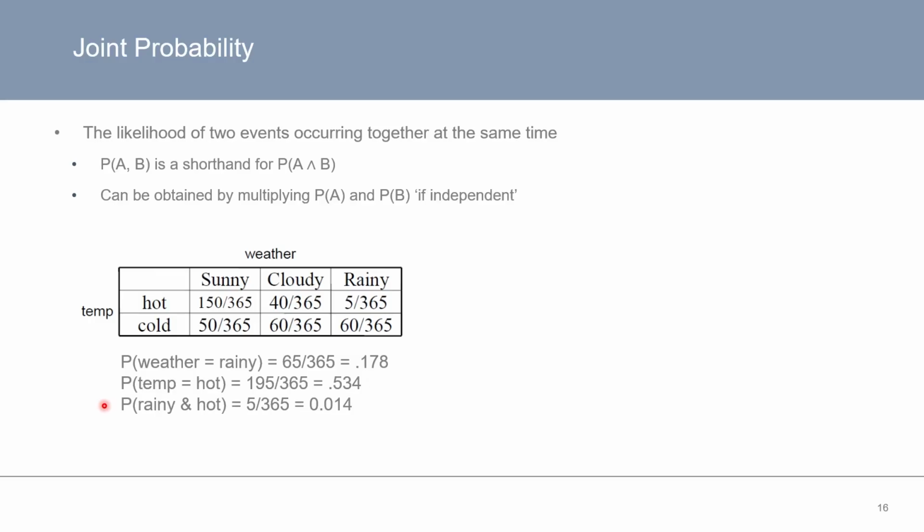And lastly, we might ask, what is the probability that it was both hot and rainy? We can see from this table that the probability is 5 over 365. Now we might ask if the weather being rainy and the temperature being hot were independent from one another. We can test this by asking if the product of these probabilities on their own is equal to the joint probability we've observed, in other words, days when it was both rainy and hot. So we examine the product of these two values to give us a probability of 0.095, which is different from 0.014. Therefore, this tells us that these two variables are not independent from one another.